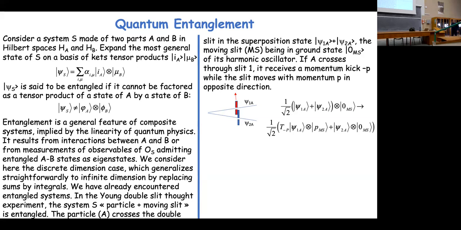And you immediately see that this wave function, this quantum state, cannot be separated as a product of a quantum state for the particle times a quantum state for the moving slit. So this is a very simple example of entanglement.